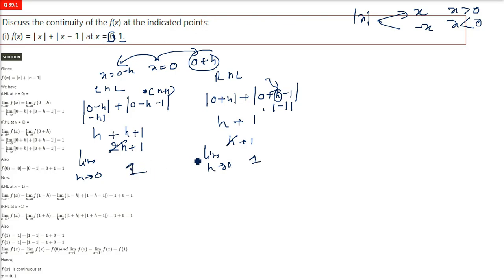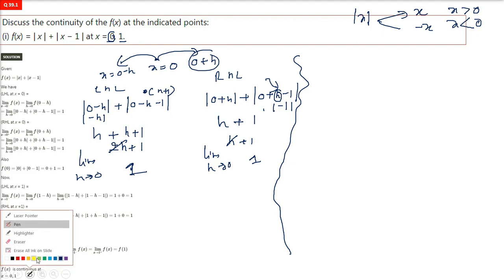So the left hand limit and right hand limit both are coming as the same at x equals 0. Now you can put 0 at that point also, because you need the value of the function at x equal to 0 also coming as 1, and you can just verify it.